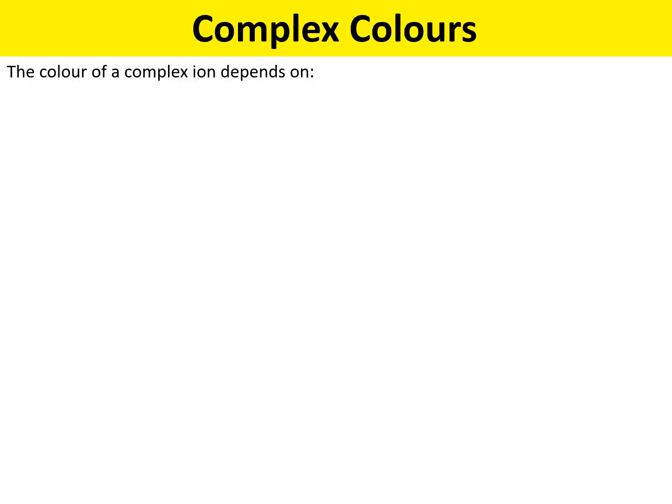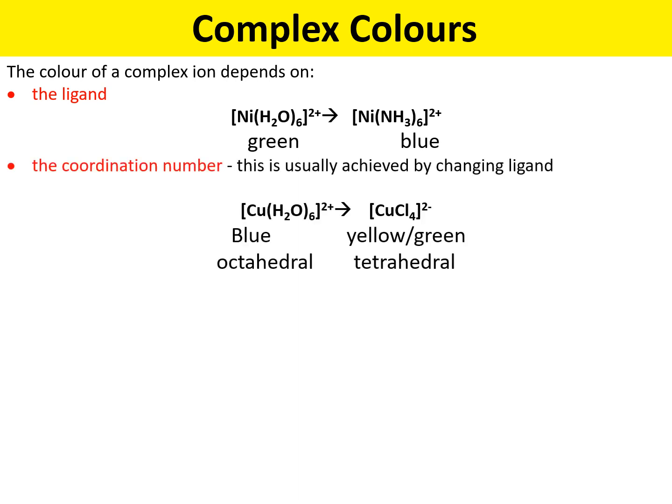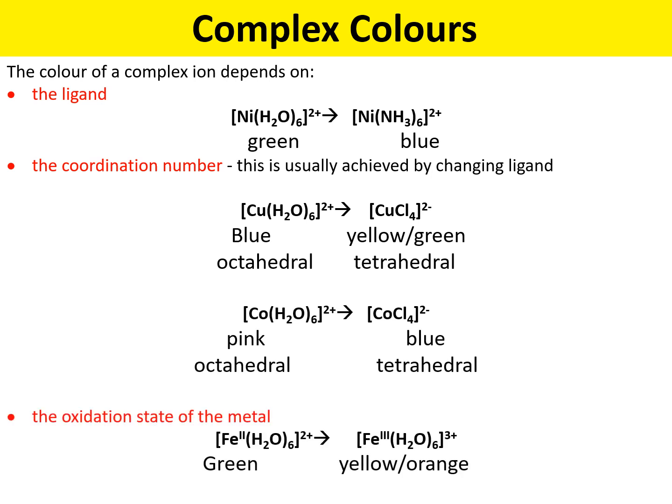The colour of a complex ion depends on the ligand. In this case, you can see that the hexa-aqua nickel complex is green, but if the water ligands are substituted with ammonia ligands, the complex turns blue. The coordination number also matters, and of course we have seen this by changing the ligand from water to chloride, where we go from a blue solution to a yellow solution. And then finally, the oxidation state of the metal.